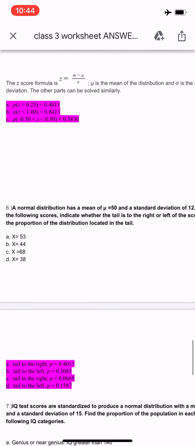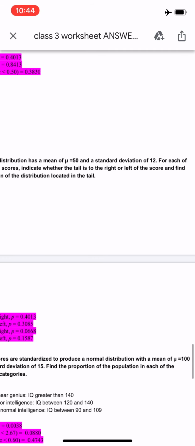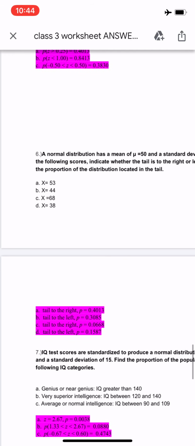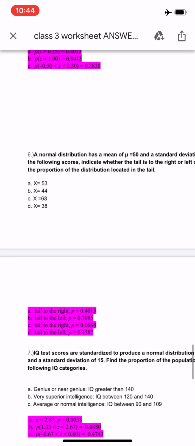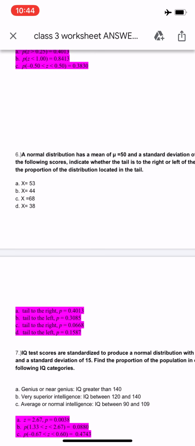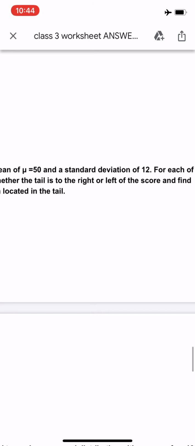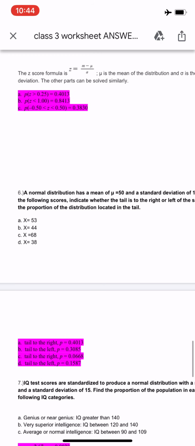Okay, moving along. A normal distribution has a mu of 50 and a standard deviation of 12. For each of the following scores, indicate whether the tail is to the right or left of the score and find the proportion of the distribution located in the tail. All right, so again, they're giving us mu and they're giving us standard deviation. So what do we do? We just plug it in, right?